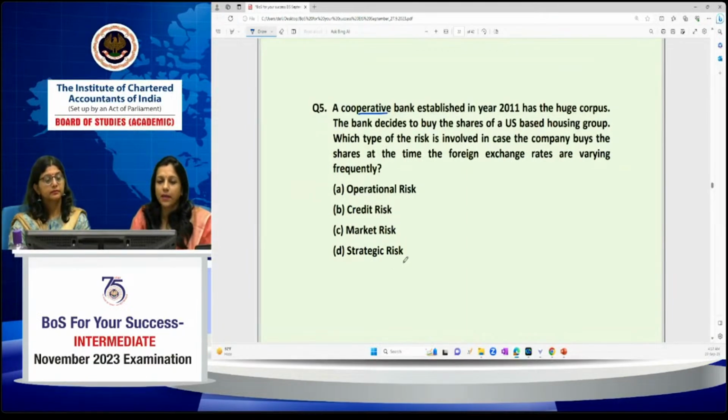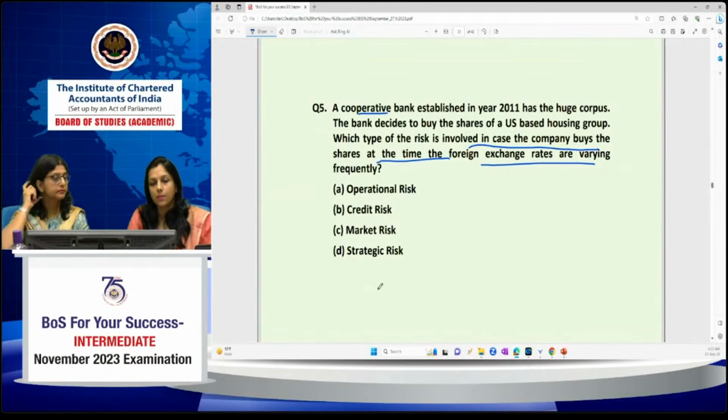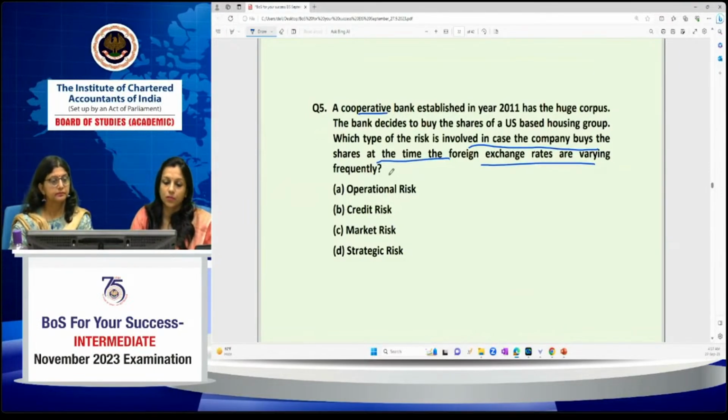So there's a minor difference. See just the keyword over there. In that case, the company buys the share and at the time the foreign exchange rate varies. The company is ready to buy the share of a particular housing group based in the US, but suddenly the exchange rate varies. So what kind of risk is there? It's a clear indication from the second line. So I'll give the answer.